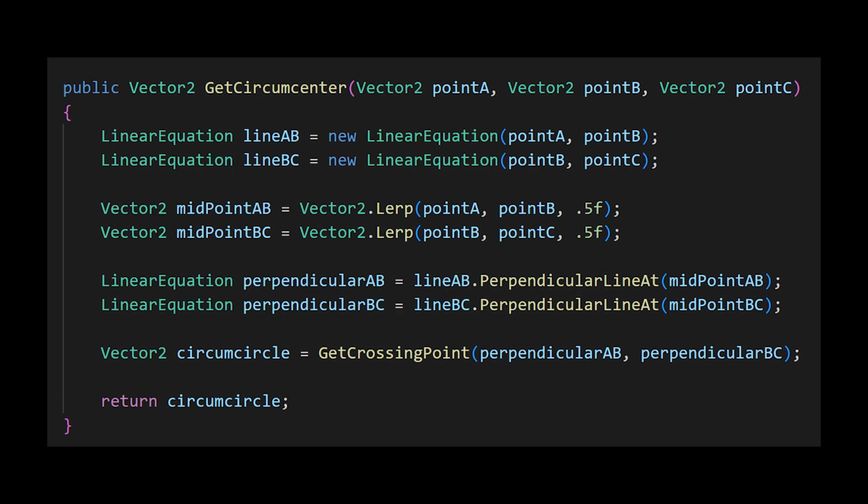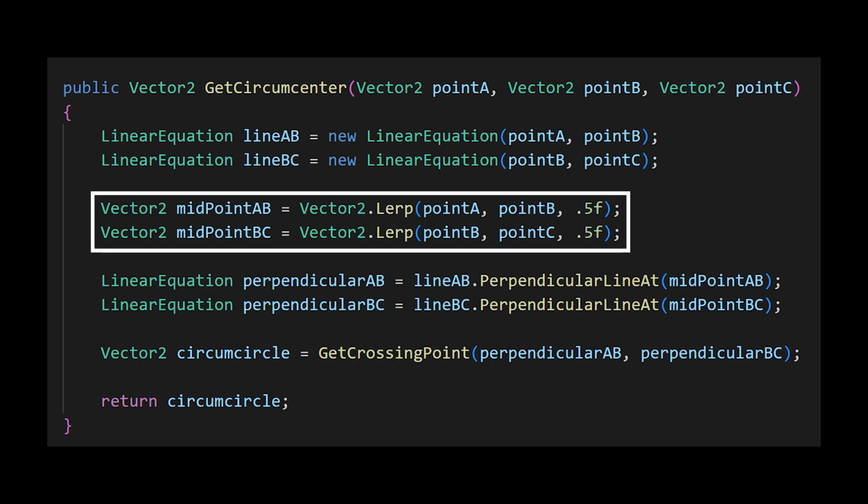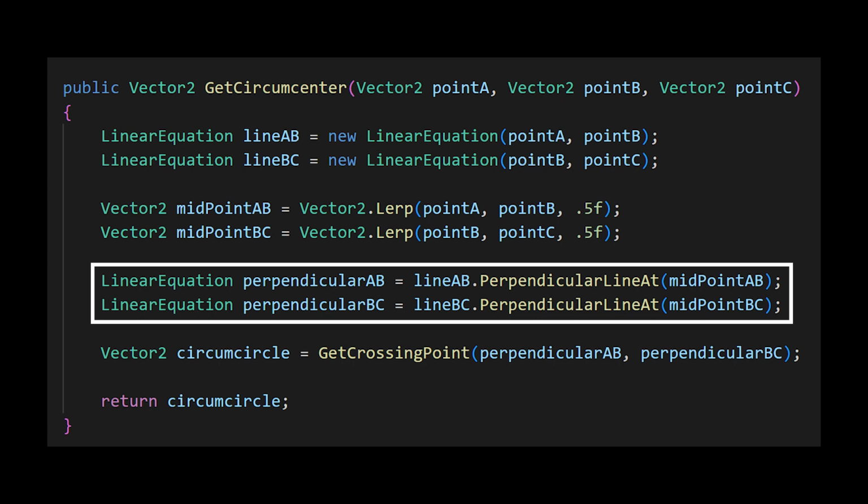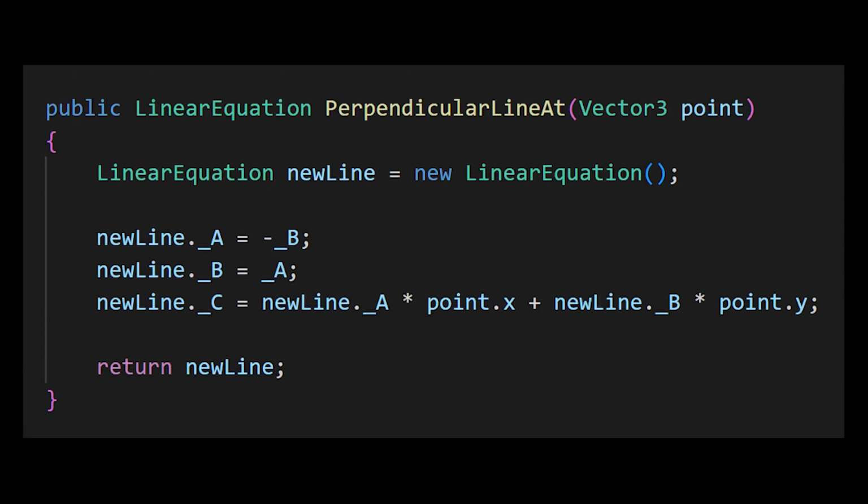Next, we find our line's middle points, and for each line, I create a perpendicular line crossing through this middle point. To get this line's equation, I simply use minus b as the new a and a as the new b. To get the c value, we replace x and y with our line's known point.